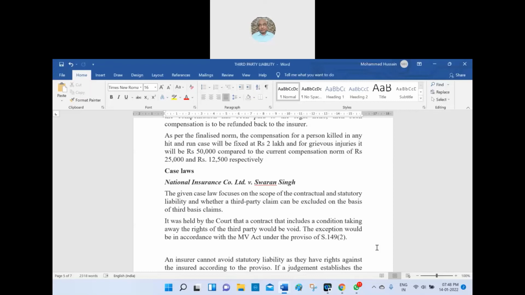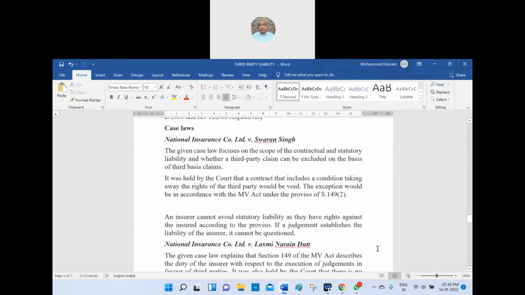So it was held by the court that a contract that includes a condition taking away the rights of the third party would be void. The third party will definitely get the compensation. But any contract which is contrary, removing the rights of the third party, is void. The exception would be in accordance with the MV Act under the provision 149(2). But when he himself is 100% at fault, then the liability will be excluded in most of the cases.